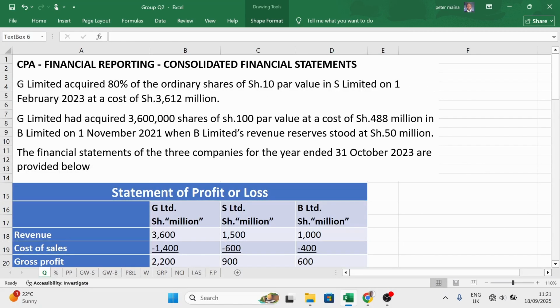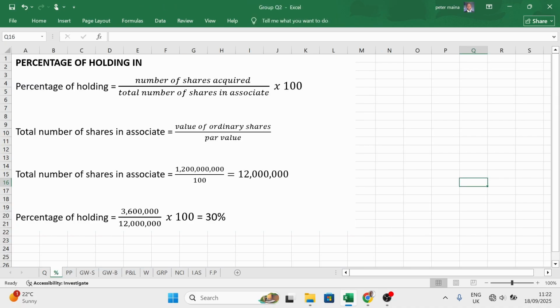So the first thing in every consolidation question is to calculate the percentages of holding if those have not been given. Because we are given one, that is for the subsidiary, we need to calculate the other one so that we can know whether B Limited is another subsidiary or an associate. So how do we do that? We have the formula here. Percentage of holding, this one is in an associate or in any other company, can be found as follows.